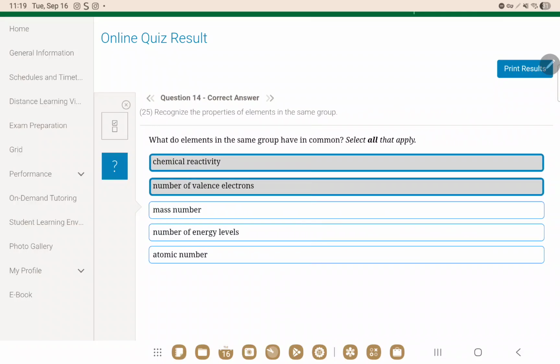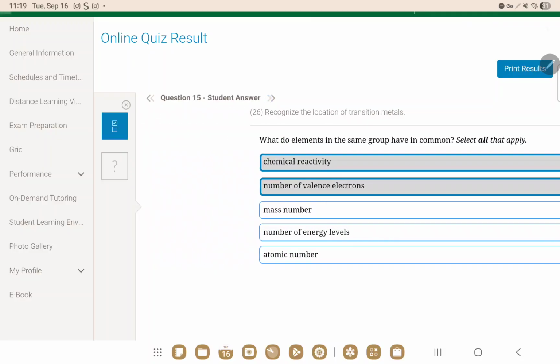What do elements in the same group have in common? They have the same chemical reactivity and number of valence electrons. They don't have the same mass number, they don't have the same energy levels, nor atomic number. Moving on.